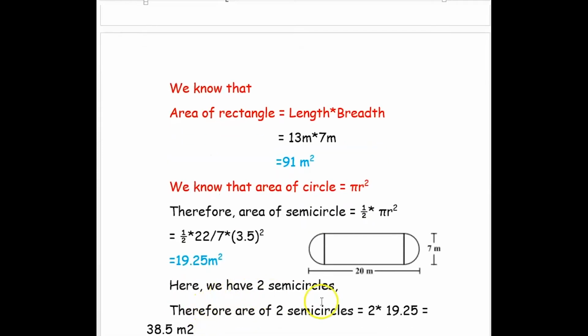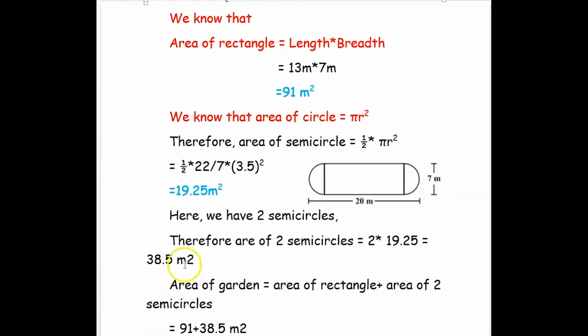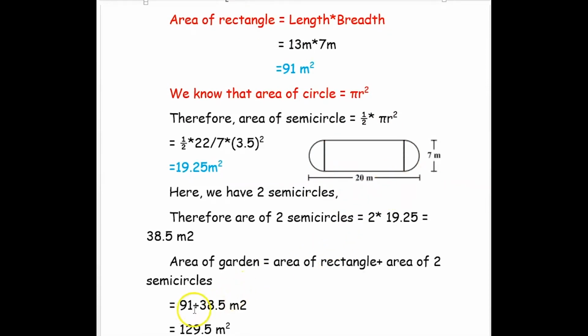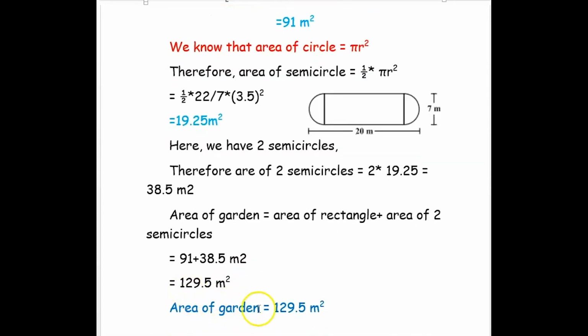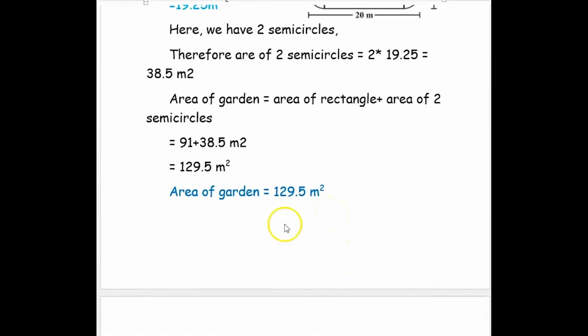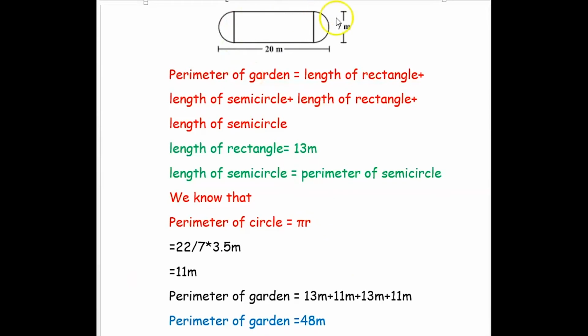Here we have two semicircles. Therefore the area of the two semicircles is 2 into 19.25 meter square, that is 38.5 meter square. So the area of the garden is area of this rectangle plus area of the semicircles. Area of rectangle is 91 meter square and area of the semicircles is 38.5 meter square. So the total area of the garden will be 129.5 meter square.